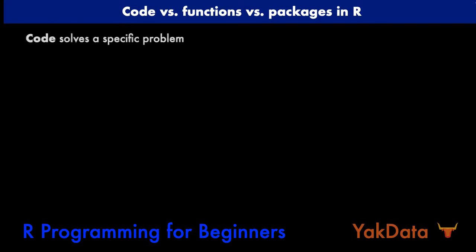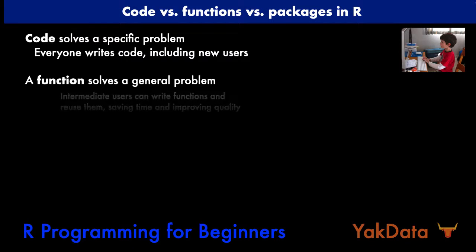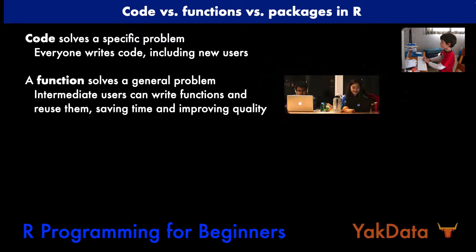So code in R is solving a specific problem. So your business or research problem, you're writing code. Everyone writes code, including new users. So no matter how new you are, that's probably one of the first things you'll do is start writing code in R. A function solves a general problem. So intermediate users, once you're a little bit familiar, it doesn't take very long, you can start writing functions. Why? Reusable code snippets. You want to save time and improve your code quality and reproducibility.